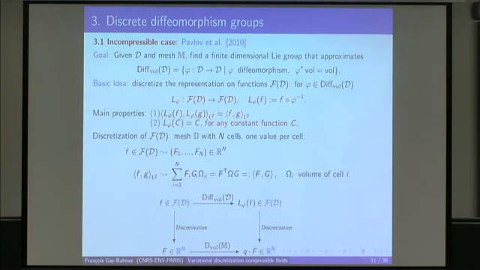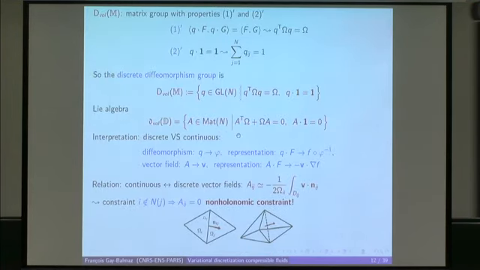So from these two conditions, we get these two conditions. Q is an n times n matrix, and we impose that it acts on n vectors in a way that preserves the L2 product, so we have this condition, and also that it preserves constants, so we have this condition. The sum of all the columns is 1. So you get this finite dimensional Lie group. This is the discrete incompressible diffeomorphism.